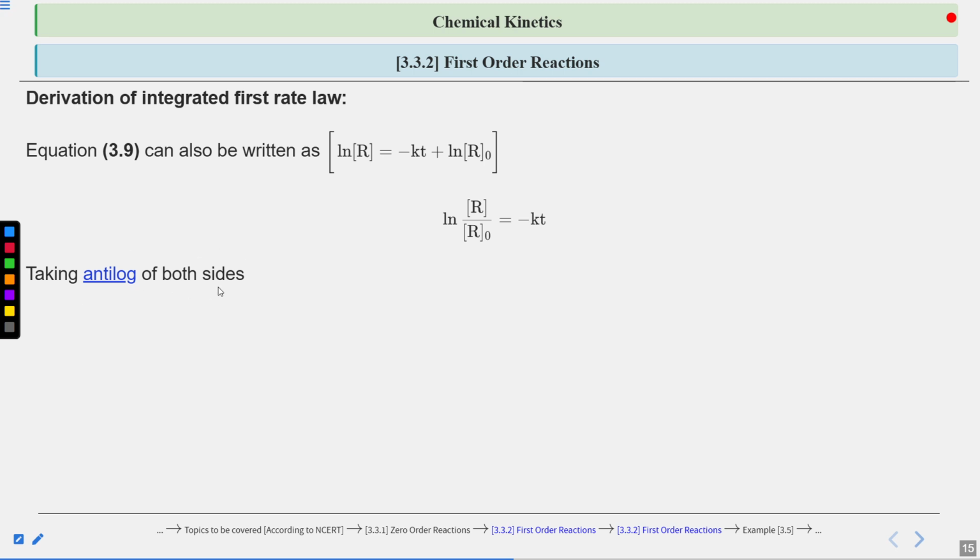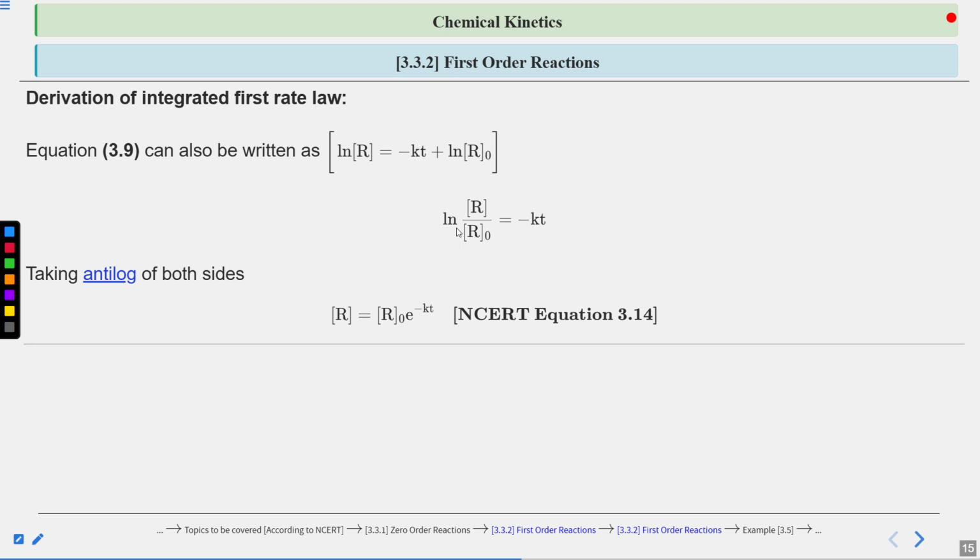Now taking anti-log of both sides. Now this is in the log term. If you take the anti-log at both sides, it will become r is equal to r0 e to the power minus kt. What we have done, basically ln has here base e. If you talk about log, log has base 10. ln has base e here.